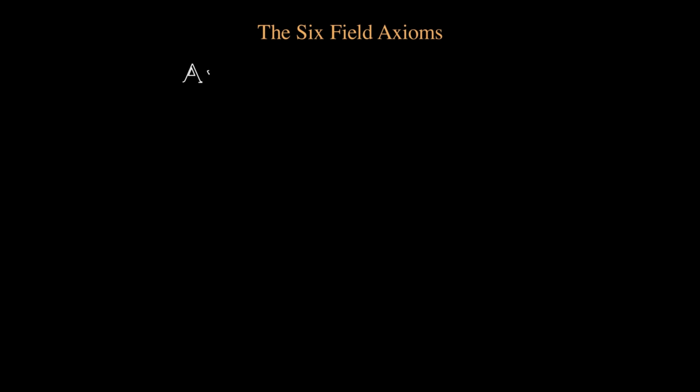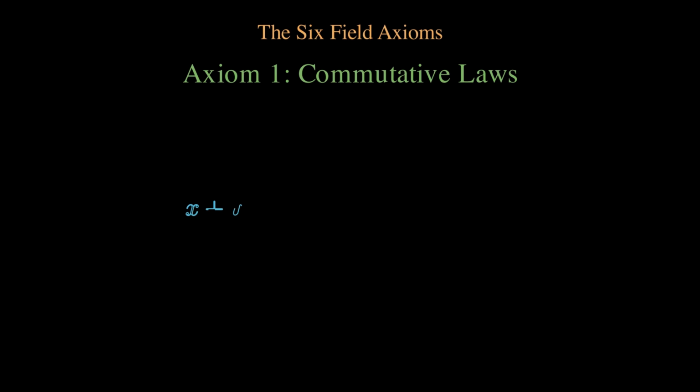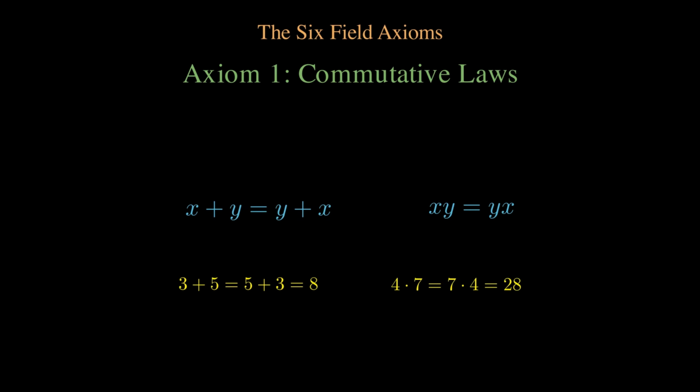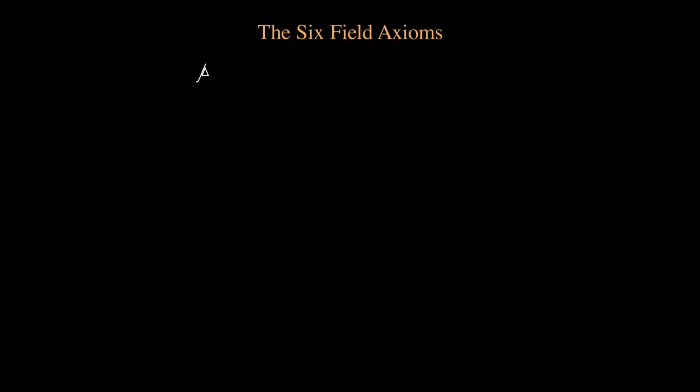Axiom 1 is the commutative laws. For addition, we have x plus y equals y plus x. For multiplication, we have x times y equals y times x. This means order doesn't matter. Whether you add 3 plus 5 or 5 plus 3, you get 8. Whether you multiply 4 times 7 or 7 times 4, you get 28. The commutative property is intuitive, but it's not true for all mathematical operations.